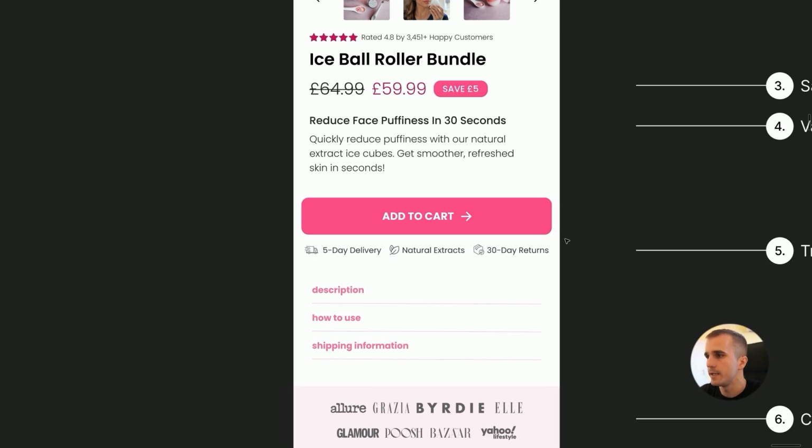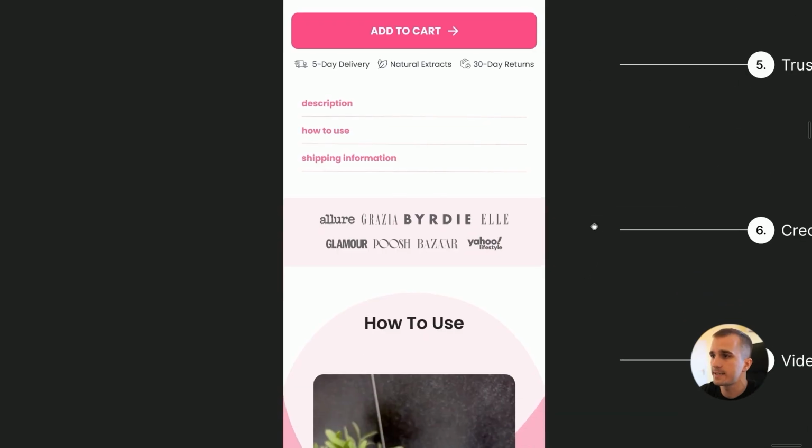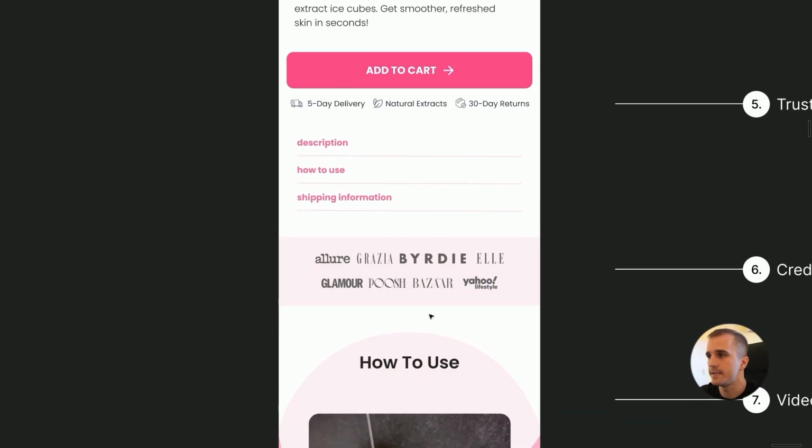They have the guarantee, they will not wait too long. So this is a very important thing to have on your product page. Then the next thing that we have here just below default is the credibility seals.